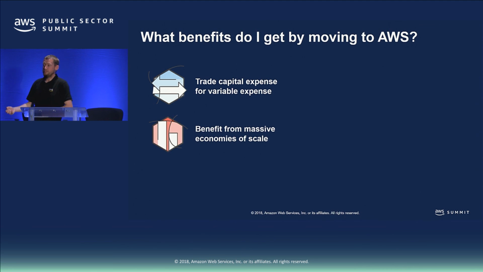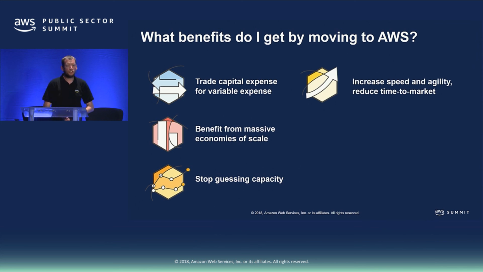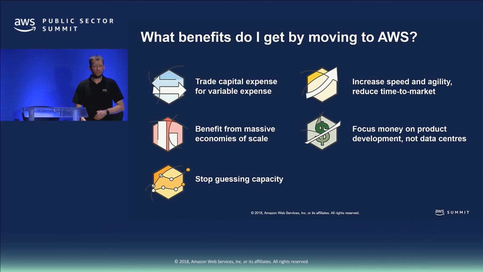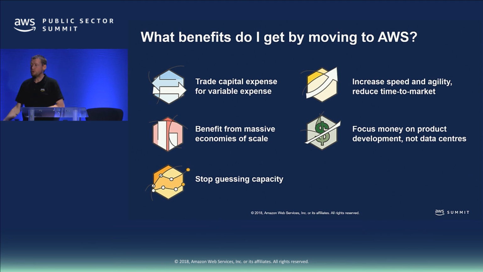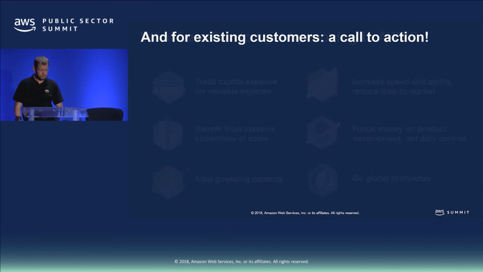You also benefit from the massive economies of scale. You can stop guessing capacity. I've shown you the ways that we can auto-scale this. You get increased speed and agility, reduced time to market. Again, a really big one. You can focus your money on product development, not data centers. So you can really focus now on what you're doing, how you add business value. You can move away from what we call the undifferentiated heavy lifting. Let AWS worry about that. And lastly, you can go global in minutes.